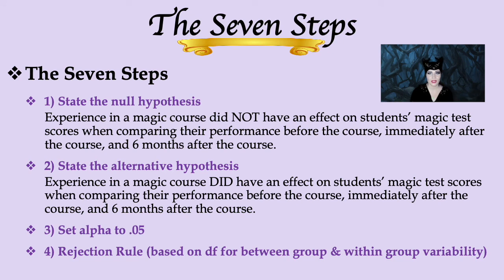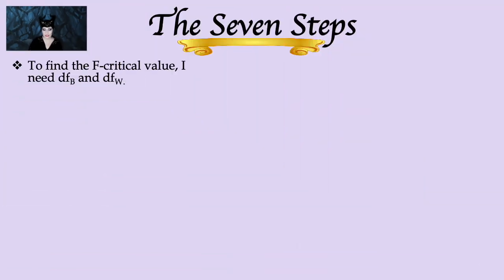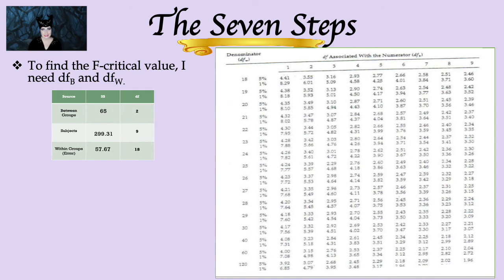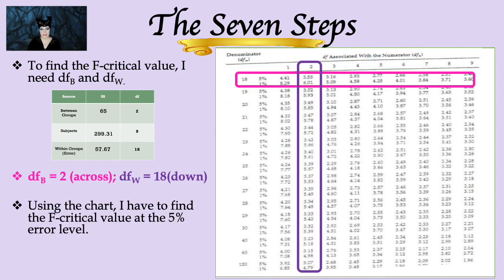And now for step 4, the rejection rule. Remember, the rejection rule requires 2 degrees of freedom values, 1 for degrees of freedom between, and 1 for degrees of freedom within. I can see that my degrees of freedom between is 2, and degrees of freedom within is 18. So again, I look at my critical values of F table, and I need to find degrees of freedom across at 2 and degrees of freedom within at 18. I can see the place that these intersect. It's going to give me a value of 3.55. So my F critical value is 3.55.